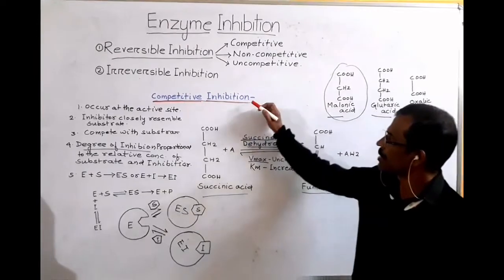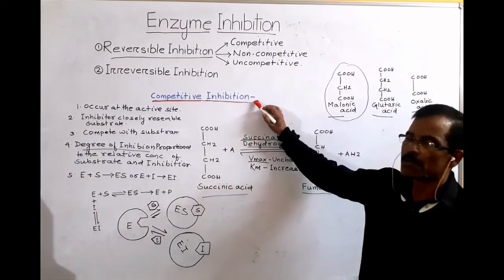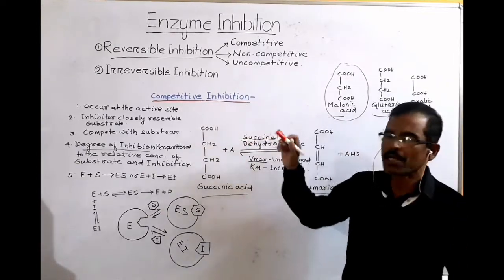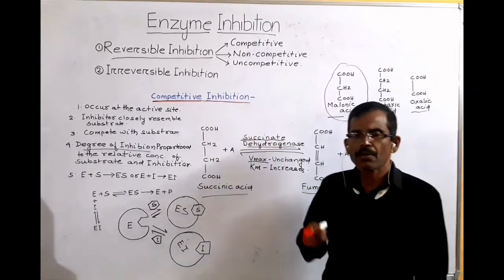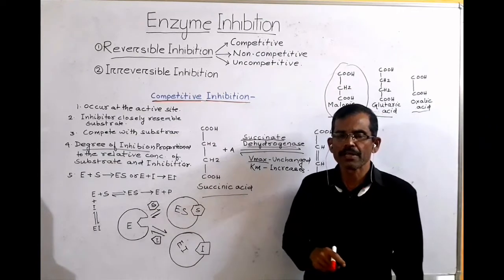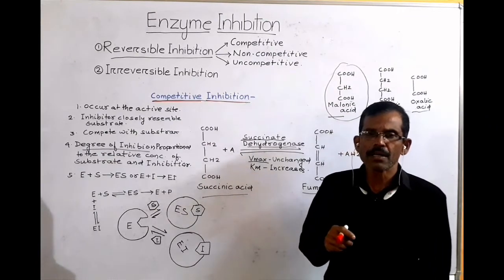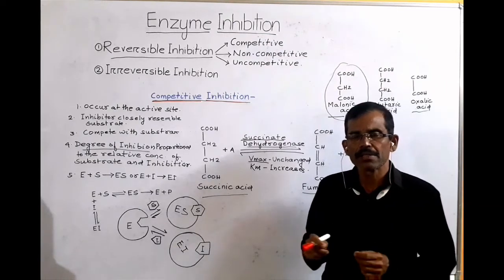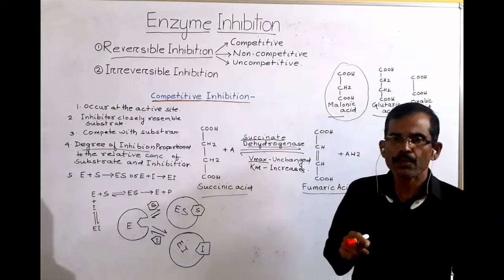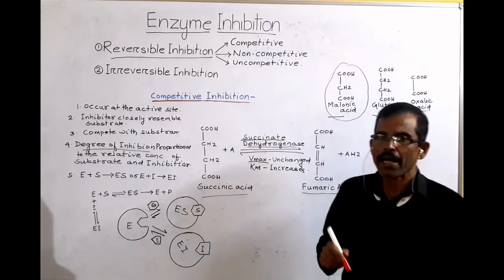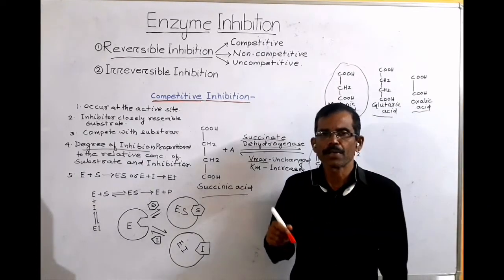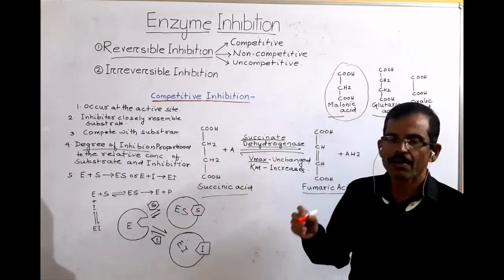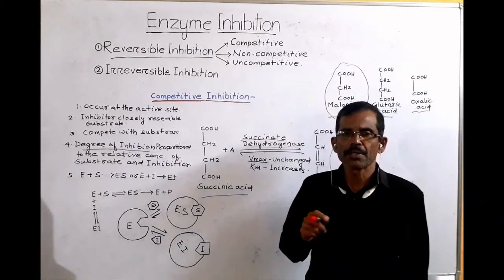Today we shall discuss competitive inhibition of enzyme. In this type of enzyme inhibition, the inhibitor closely resembles the substrate. That means the inhibitor and the substrate are structurally related. Because of this, the inhibitor competes with the substrate for binding at the active site of the enzyme. Because of this, such inhibitors are called competitive inhibitors.